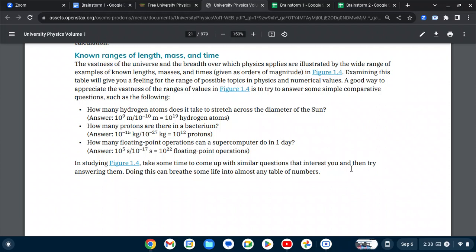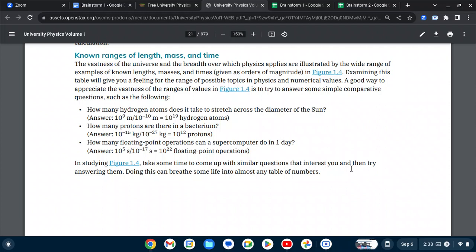A good way to appreciate the vastness of the ranges of values in Figure 1.4 is to try to understand some simple comparative questions, such as the following. How many hydrogen atoms does it take to stretch across the diameter of the sun? Answer: 10 to the 9 meters over 10 to the negative 10 meters equals 10 to the 19 hydrogen atoms.